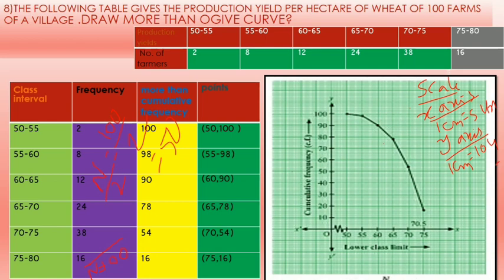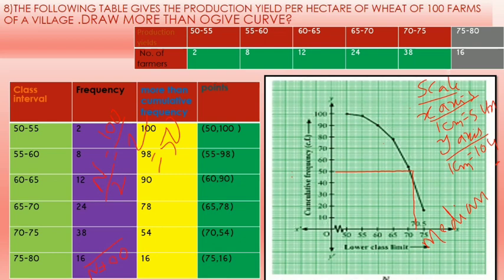Draw a line so it crosses the curve somewhere. From that intersecting point, draw one perpendicular line to the x-axis. Where it touches the x-axis is called the median value. So from this we can get a very correct value of the median, and without any calculation from this graph you can write the median value. In this way we can draw the graph and find the median also.